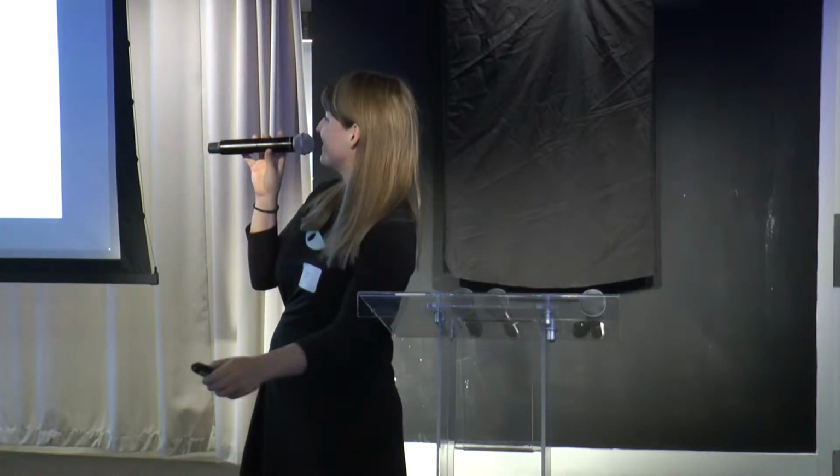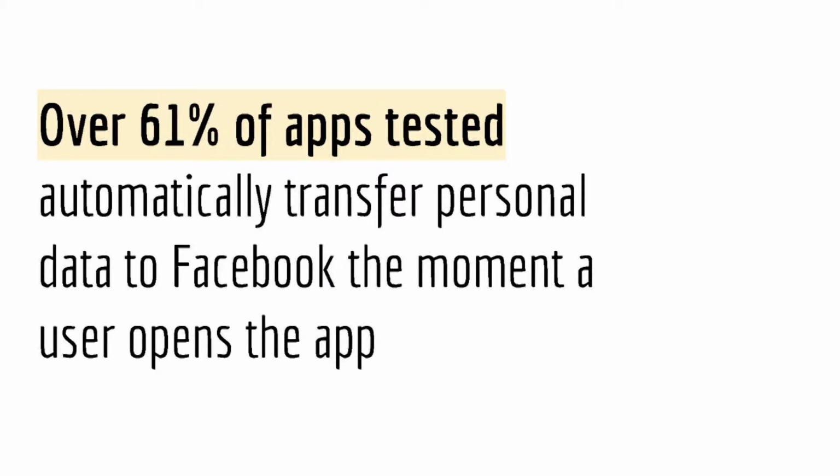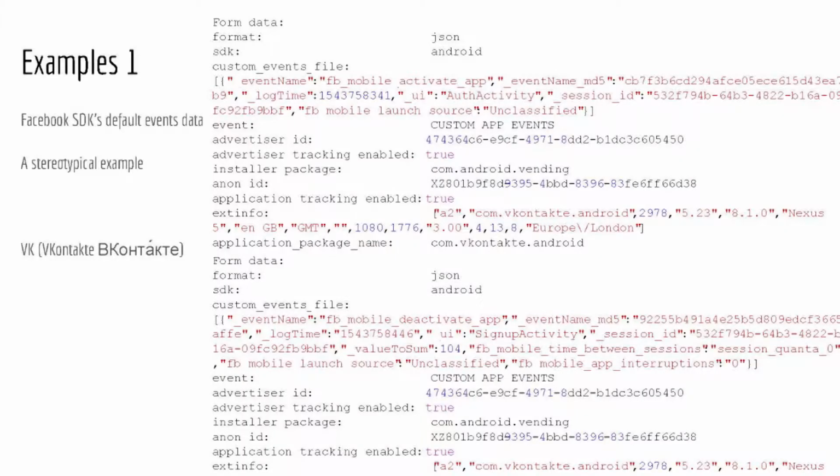We found that over 60% of the apps that we tested automatically transfer personal data to Facebook the second you open the app. Here's what this looks like. This is an example for Kayak. That is actually vKontakte, the Russian social network app.